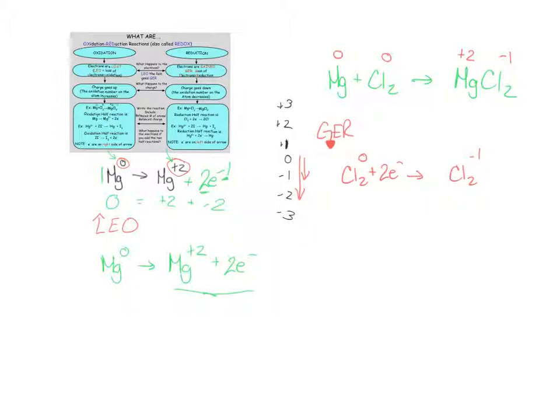So my reduction half reaction looks like this. Chlorine, whoops, give me a pen. Chlorine plus 2 electrons yields chlorine with a -1 charge. This has a 0 over here. So this is my LEO, and this is my GER. Okay?